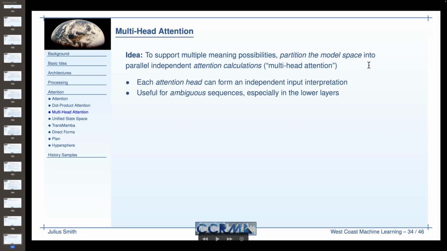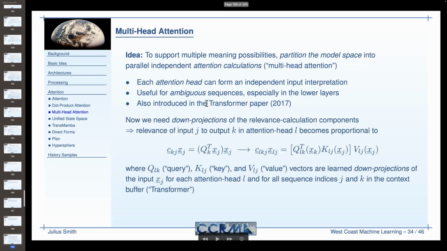And so since we're carving up the space, we're going to have to adapt to it. And it's those adapters that are one way to get the key and the value vectors or matrices. So each attention head can do an independent input interpretation. And this makes a lot of sense for ambiguity. And you can imagine in the lower levels, you're always going to have a very ambiguous set of possibilities as you're just getting started in the layers. And so that was in the transformer paper. So you get your key and value matrices immediately by just noting that you got to down project. So you got to go from the full model space down to the partition for the attention heads.